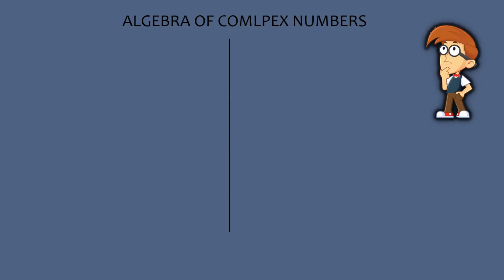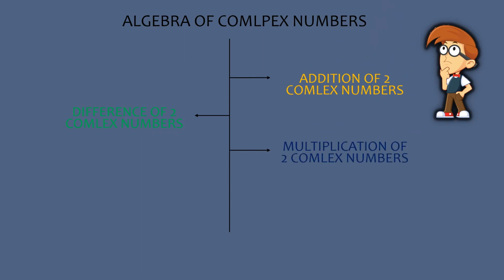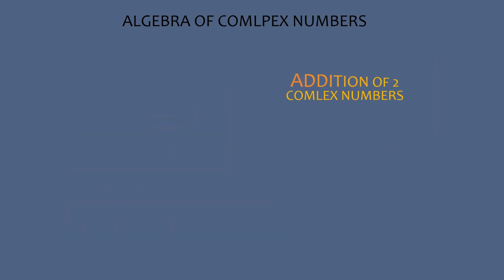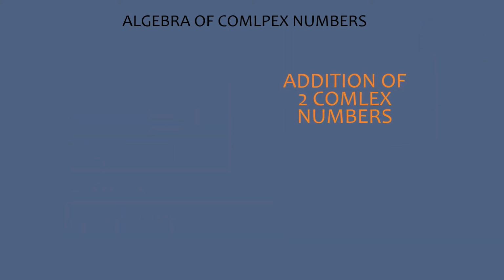The algebra of complex numbers means the addition of two complex numbers, difference of two complex numbers, multiplication of two complex numbers, and division of two complex numbers. First of all, let us look at the addition of two complex numbers.